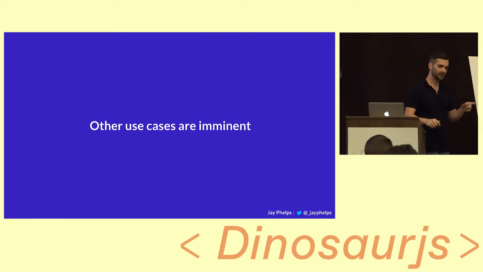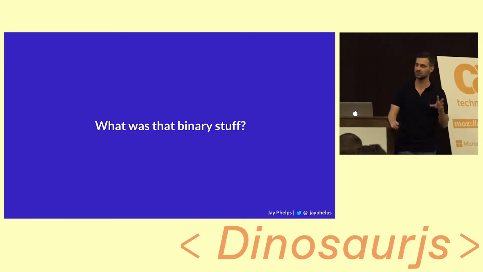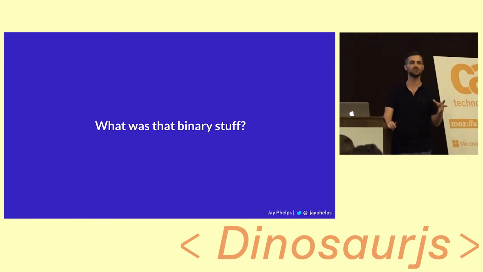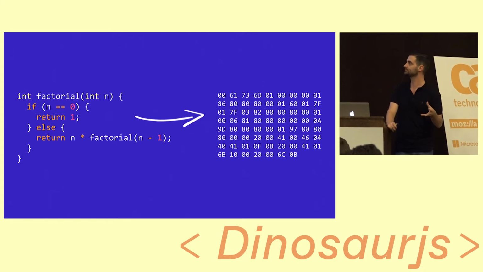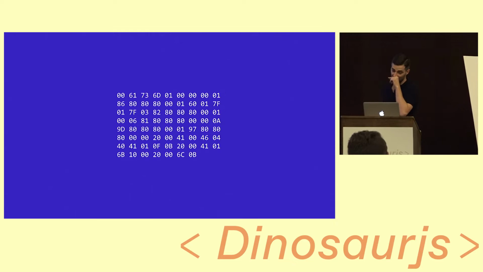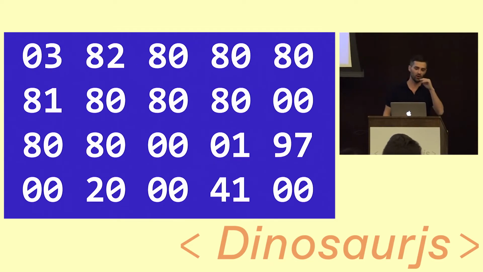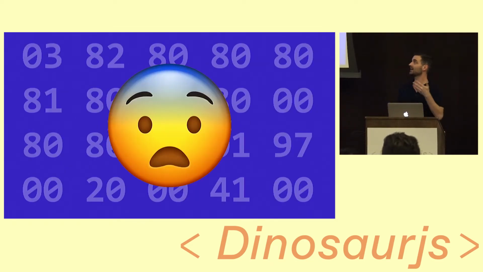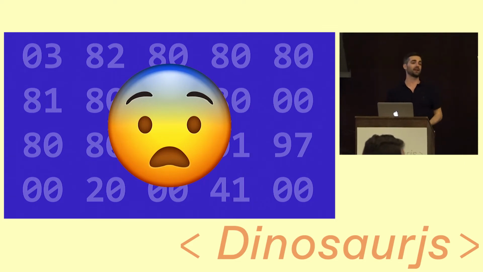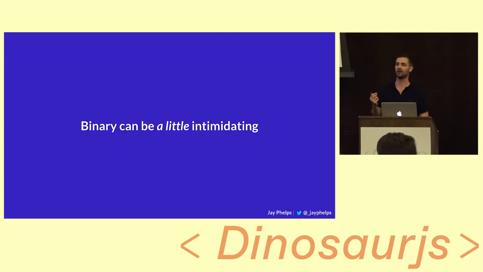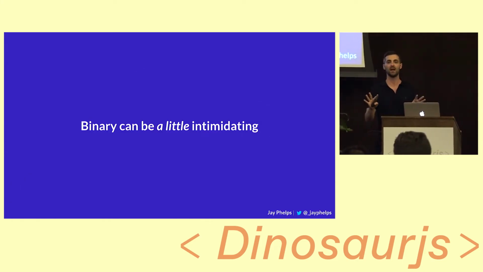But I kind of wanted to pause for a second and circle back. What was that binary stuff that I showed at the beginning, right? The factorial going over to that binary. Well, if you're like me and I open up these hexadecimal things, I don't like looking at that. I have no idea what's going on. That's not very useful, right? And so binary can be a little intimidating. I want to take a second and just acknowledge that I'm not a wizard.